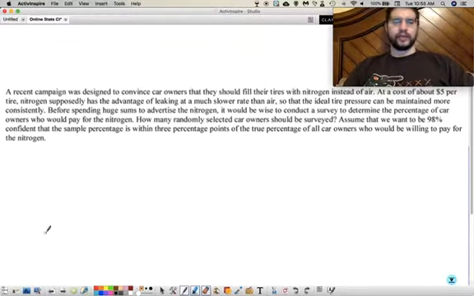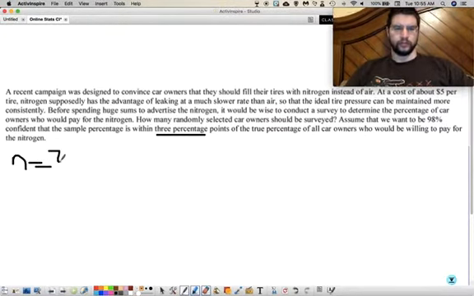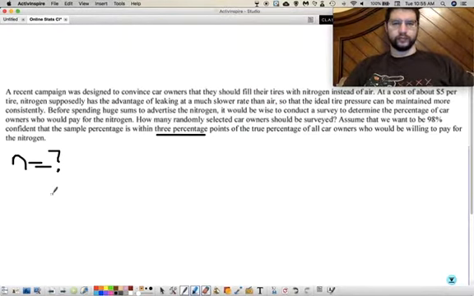How many randomly selected car owners should be surveyed? Assume that we want a 98% confidence interval, well, 98% confidence, and a sample percentage within 3 points of the true percentage, 3 percent points. So, again, write down your info, and that's what we're looking for. Alpha, this has 0.02.